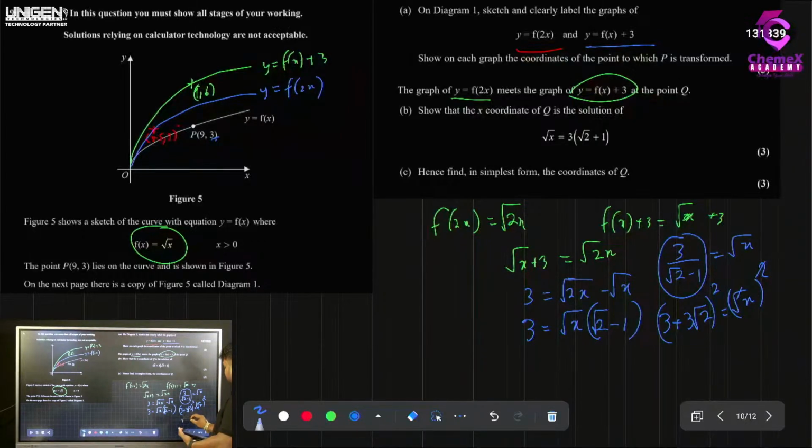So x is equal to what then? 3 plus 3 root 2 into 3 plus 3 root 2. 27 plus what? 18 root 2. They are asking it in a format.